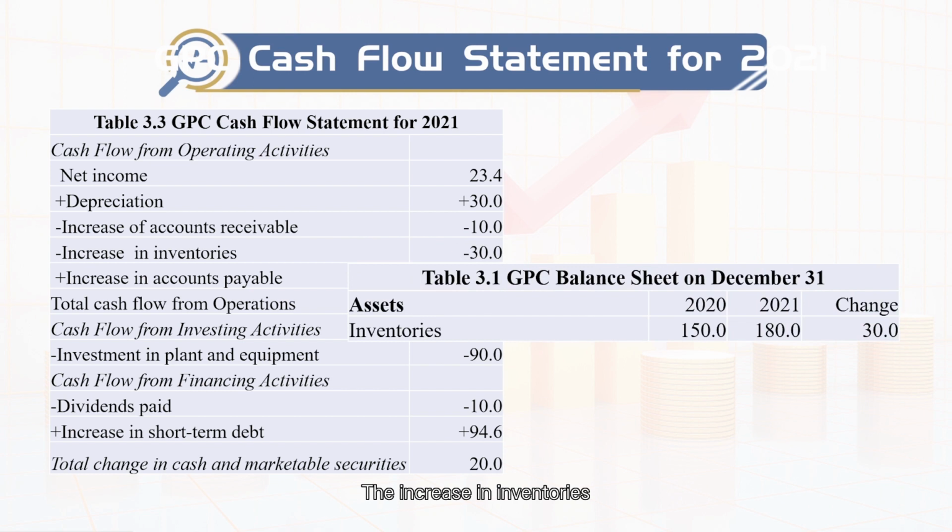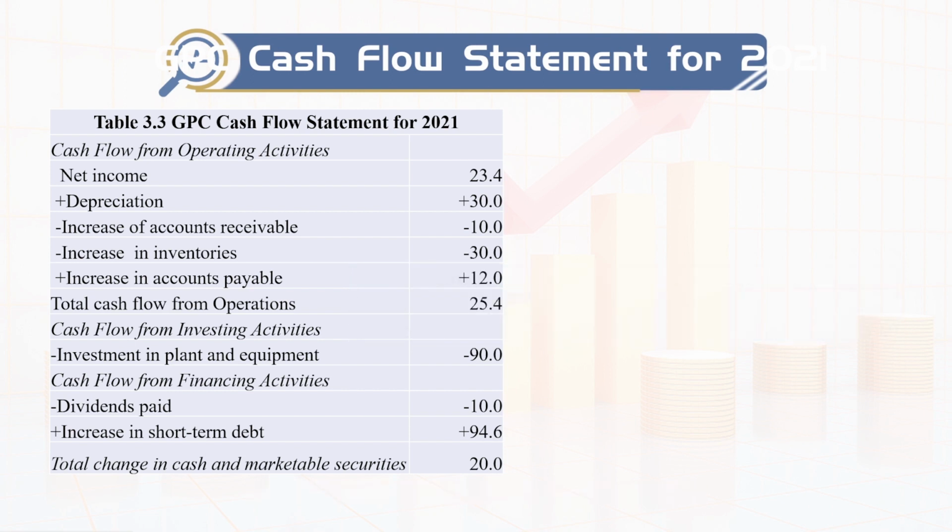The increase in inventories, $30 million, means the value of inventories at the end of the year was $30 million more than at the beginning. So, $30 million in cash was used to purchase or to produce goods that went into inventory, but was not accounted for in computing net income. Therefore, we have to subtract this increase in inventories to get from net income to cash flow from operations.